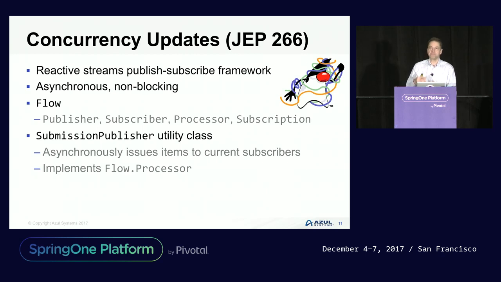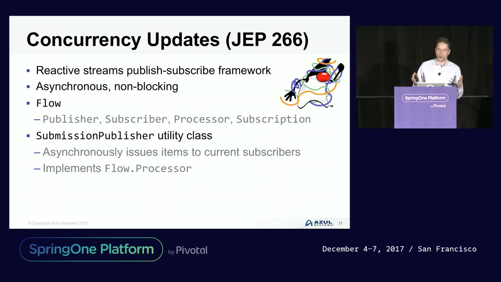Concurrency updates. Obviously, Java has always been a language that supports the idea of multiple threads and concurrency. And really, ever since JDK 5, we've been trying to make Java as easy as possible to use when you've got multiple threads of execution and you want them working together. One of the things that's become more popular recently is the idea of reactive threads, reactive streams. So what they've done is added this functionality to JDK 9.